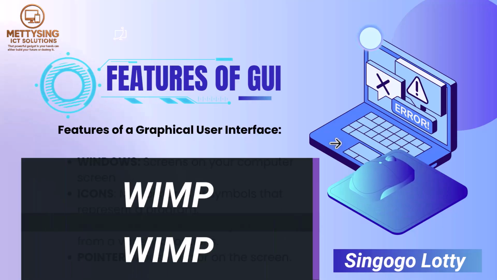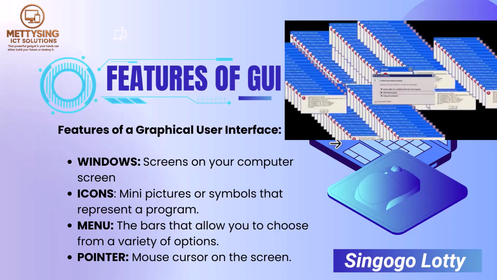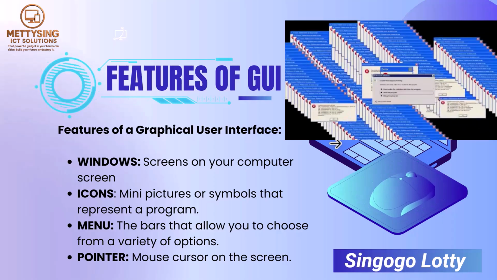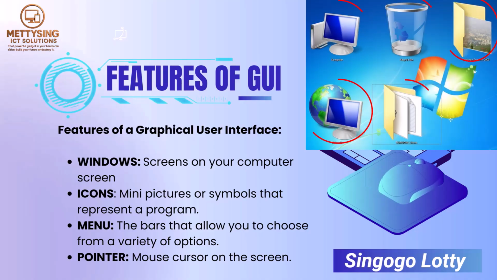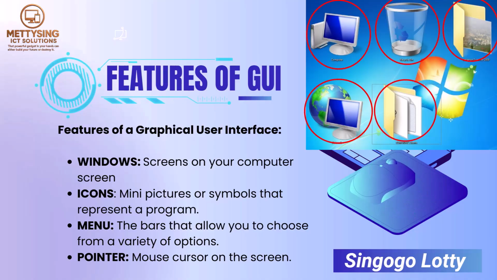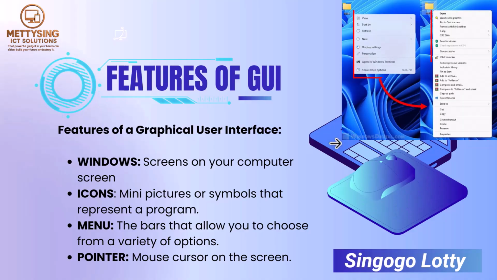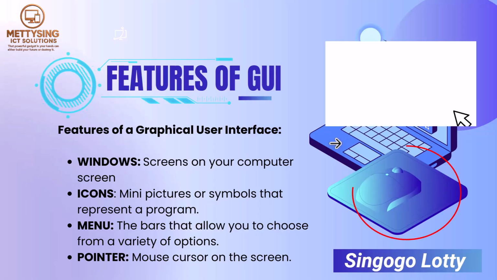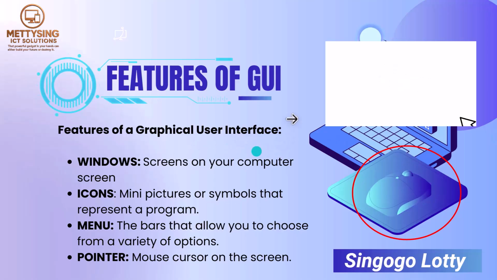Now these have already been defined for you. When you talk about Windows, these are screens on your computer screen. Icons, we know, are the pictures on the desktop, those are what we call icons. A menu is the bar that allows you to choose from a variety of options. For instance, if you want to create a folder, you usually right click on a blank space and you see a menu pop up, then you can select from the options, then create your folder. Pointers, the cursor that we use. We use a mouse to move the cursor, so the cursor happens to be the pointer.